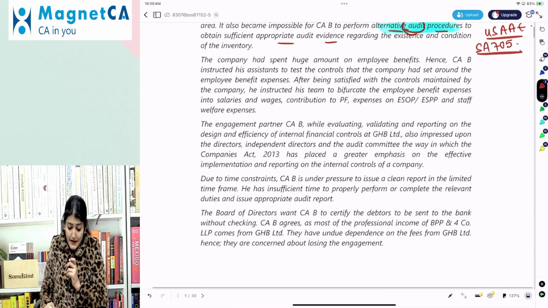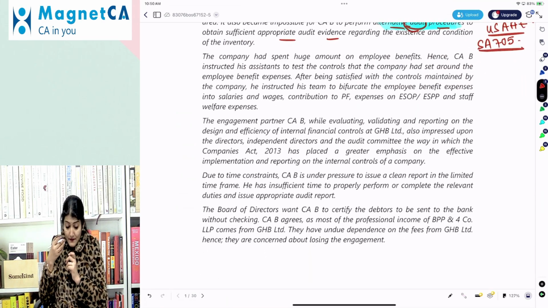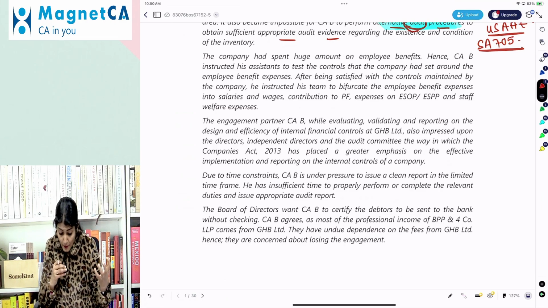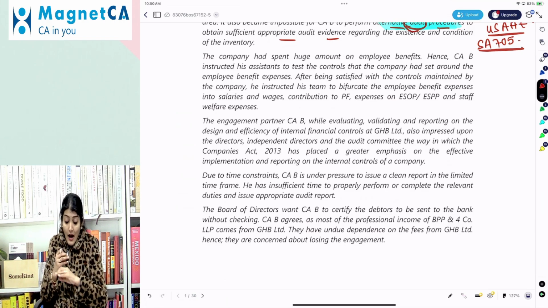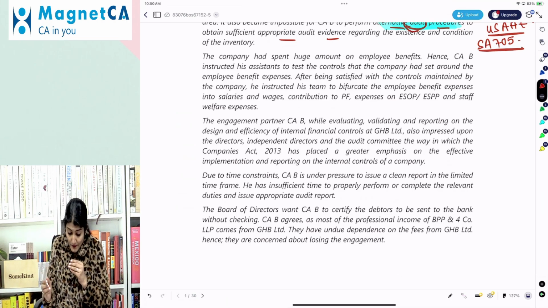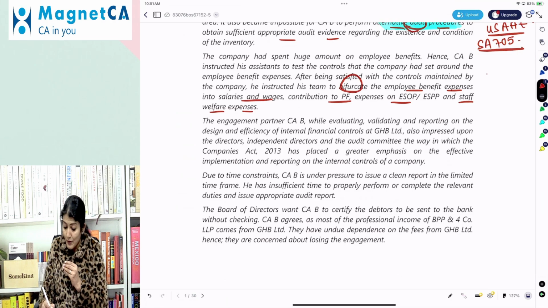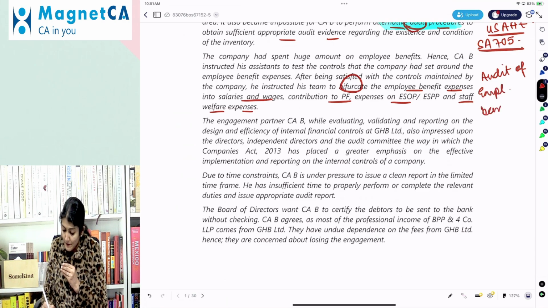Okay. The company had spent a huge amount on employee benefits. Hence, CA B instructed his assistants to test the controls that the company had set around the employee benefit expenses. After being satisfied with the controls maintained by the company, he instructed his team to bifurcate the employee benefit expenses into salaries and wages, contribution to PF, expenses on ESOP, and the staff welfare expenses. Right? So bifurcation of the employee benefit expenses. So that is audit of items of financial statement, audit of the employee benefit expenses.